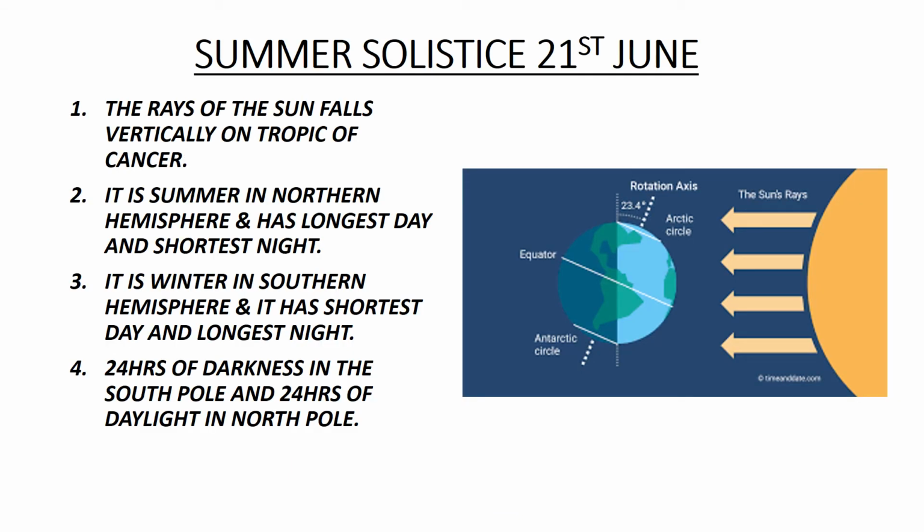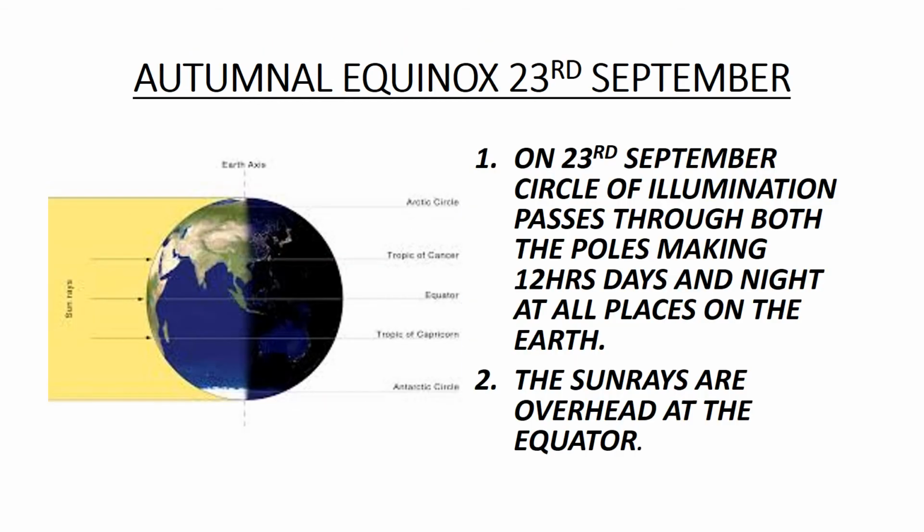Summer solstice, 21st June. Solstice means sun standing still. The rays of the sun fall vertically on the Tropic of Cancer. It is summer in the northern hemisphere and it has the longest day and shortest night. It is winter in the southern hemisphere and it has the shortest day and longest night. 24 hours of darkness at the South Pole and 24 hours of daylight at the North Pole.